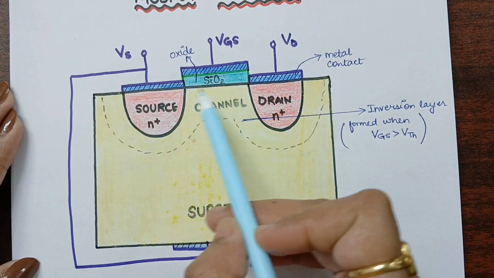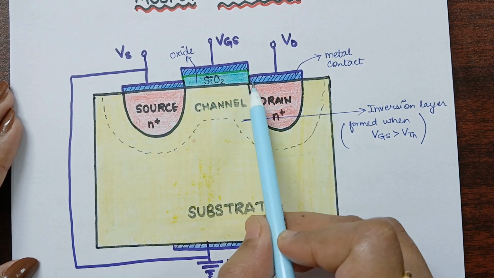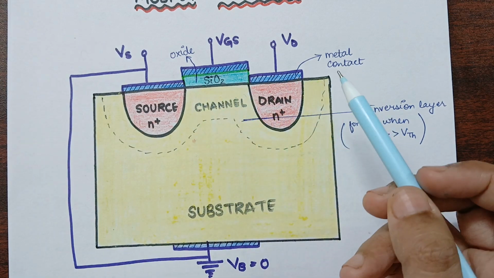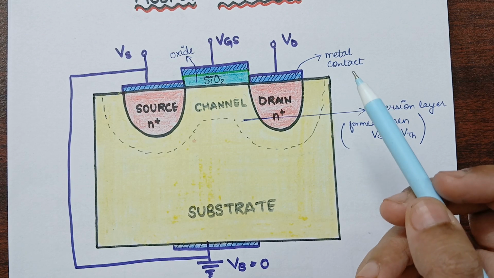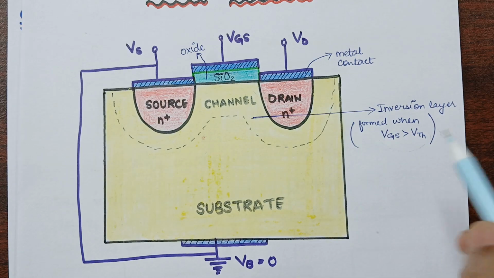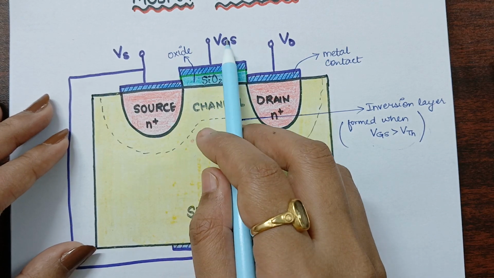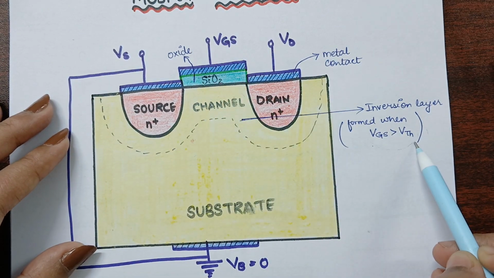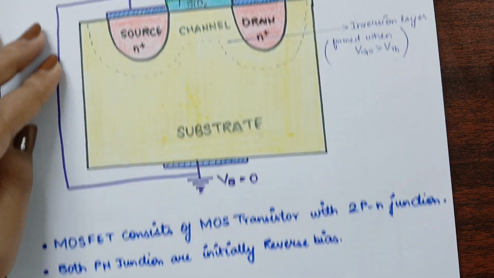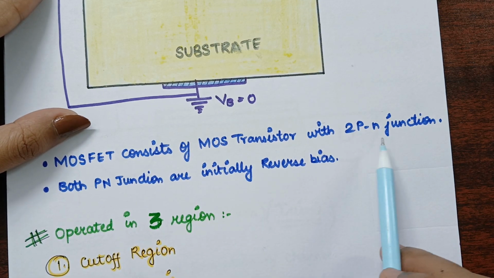And here this is oxide, which is of SiO2, and this is a metal contact and metal contact. And this channel, as in my previous video I have told you how the inversion layer is formed. So the inversion layer is only formed when this condition is true, that is VGS should be greater than the threshold voltage. When the gate terminal voltage is greater than the threshold voltage, then only the channel will be formed, and this channel is the inversion layer. Is it clear?